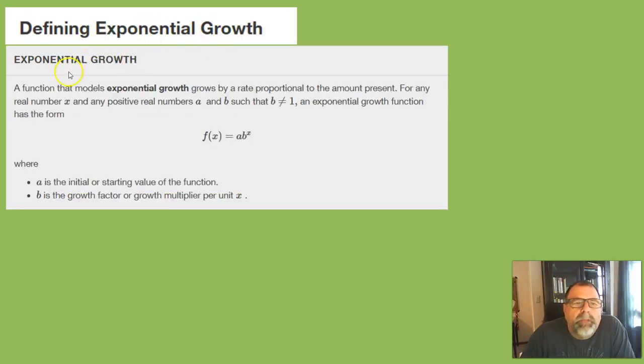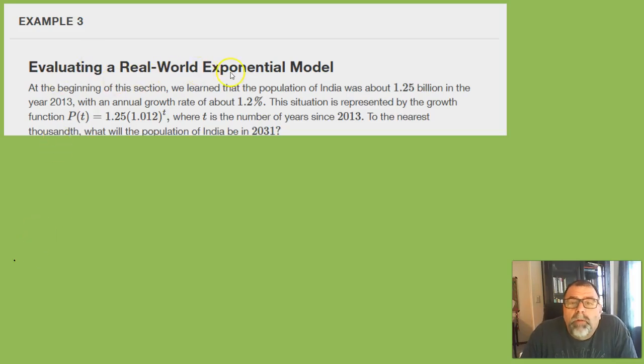Okay, defining exponential growth. A function that models exponential growth grows by a rate proportional to the amount present. For any real number x and any positive real numbers a and b, such that b is not equal to 1, an exponential growth function has the form f of x equals a times b to the x, where a is the initial or starting value of the function, and b is the growth factor or the growth multiplier per unit x. Okay, so example 3, evaluating a real-world exponential model.